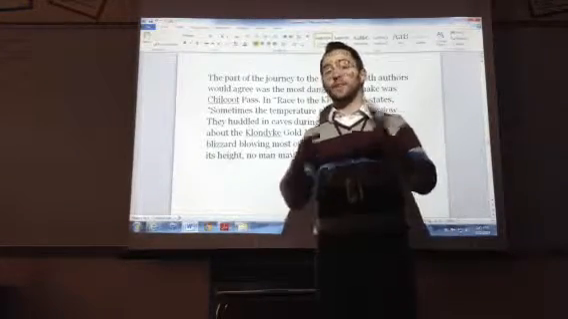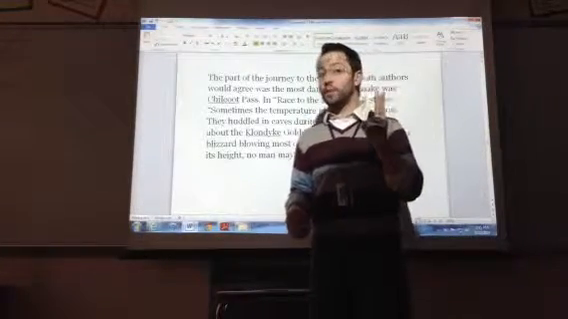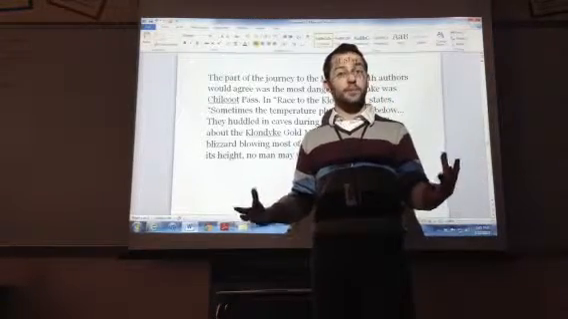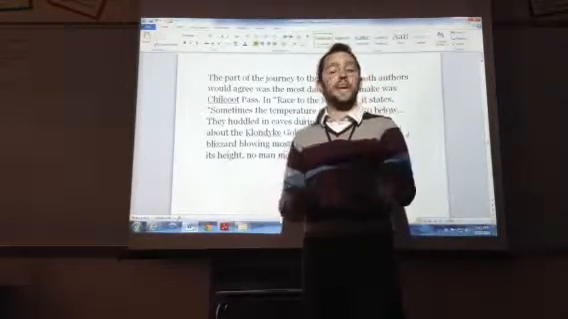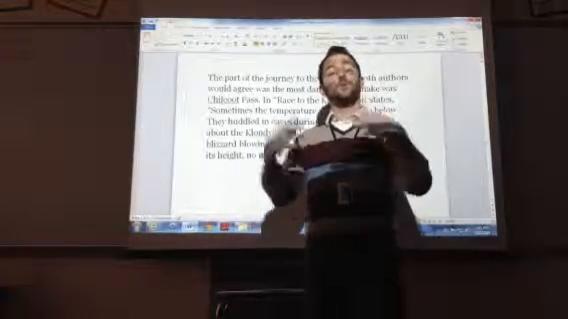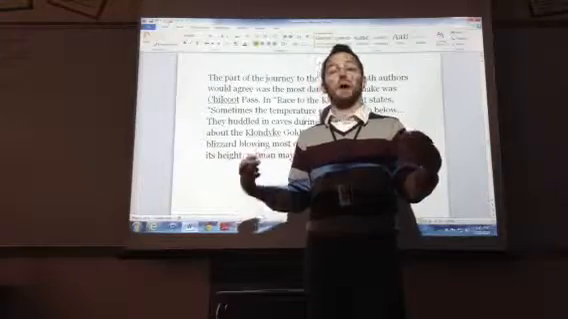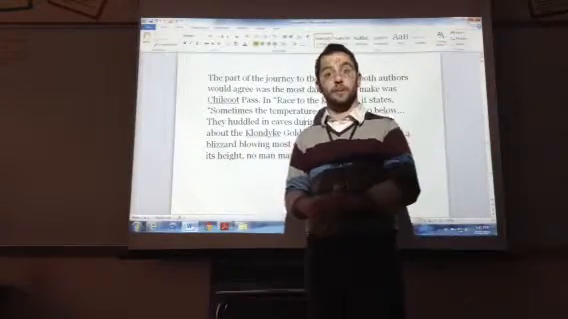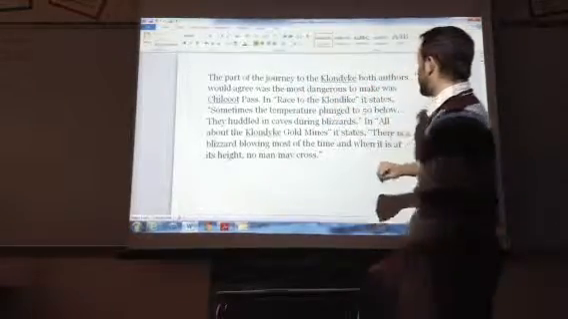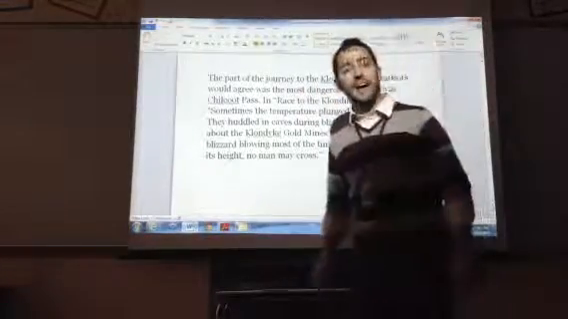If we give a quality thesis statement and 2 supporting details, but we only give them from one article, we've missed out on full points. So we need to make sure that as we're going in, we understand that and we're looking in both places to prove our point, because we're talking about both authors in our thesis statement. So we use the question. The part of the journey to the Klondike both authors would agree was the most dangerous to make was Chilkoot Pass.